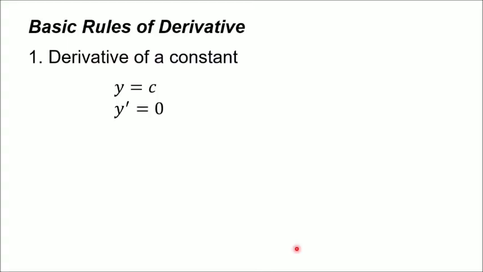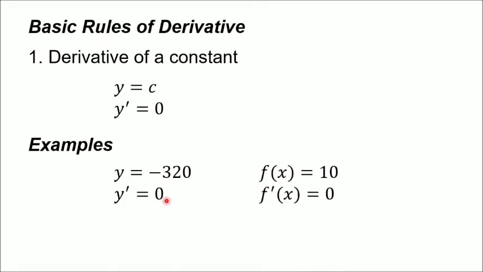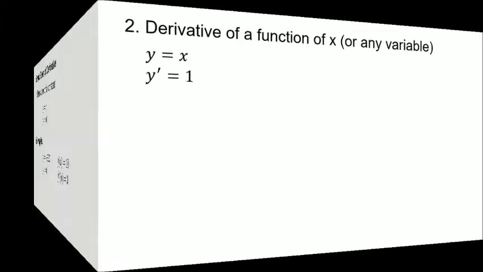To start with, ito yung pinaka-basic natin na rule, the derivative of a constant. So, laging tandaan lang. Lahat ng constant, let's say y equals c, ang kanilang derivative ay 0. So, basta constant, the derivative is 0. Example, y equals negative 320, y prime equals 0. So, napakadali. F of x equals 10, f prime of x or the derivative equals 0.